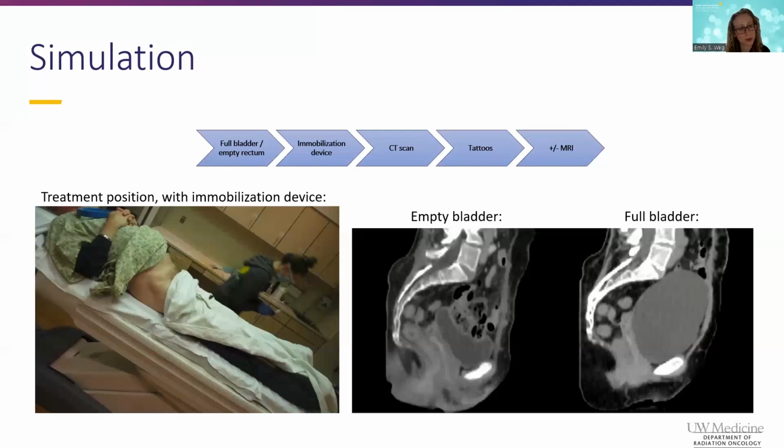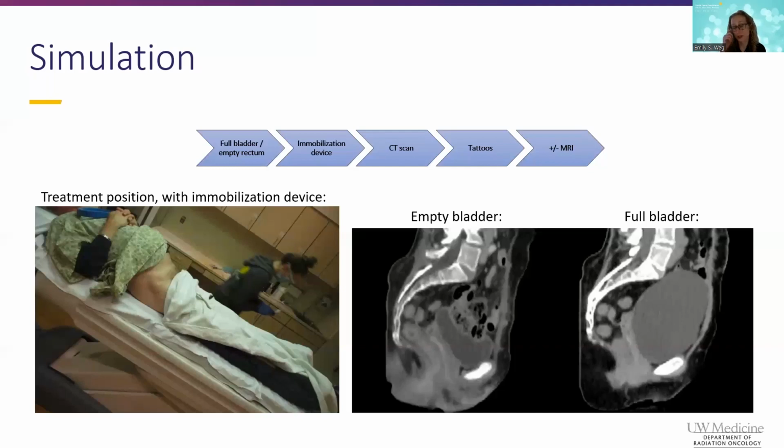So we talked about the full bladder, the empty rectum, we make the immobilization device, we get a CT scan, we give the little tattoos. Sometimes we also get an MRI after the simulation. And then we take that information and we start working on your radiation plan.